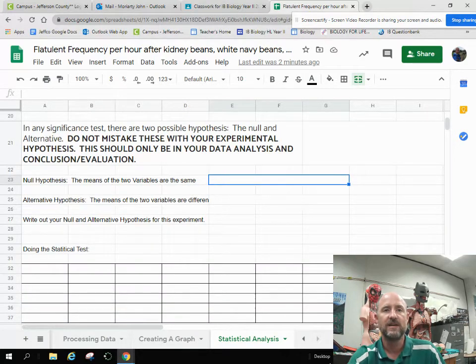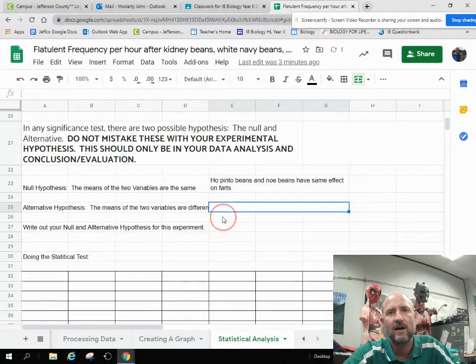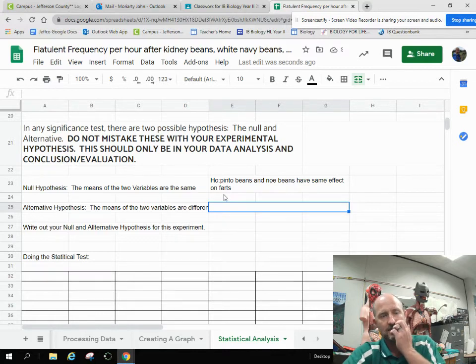Pretty easy, actually. So the means of 2 variables are the same. Eating pinto bean, or you always want to highlight it. If you just do an H with a little O, it should be subscript, but I don't know how to do that on here, so you can change it in Word. This would be my null hypothesis, which means there is no difference. So eating pinto beans, I'm going to make it really simple, and no beans have the same effect on farts. Okay, that easy. That's my null hypothesis. Our goal with the statistical test is to prove that wrong.